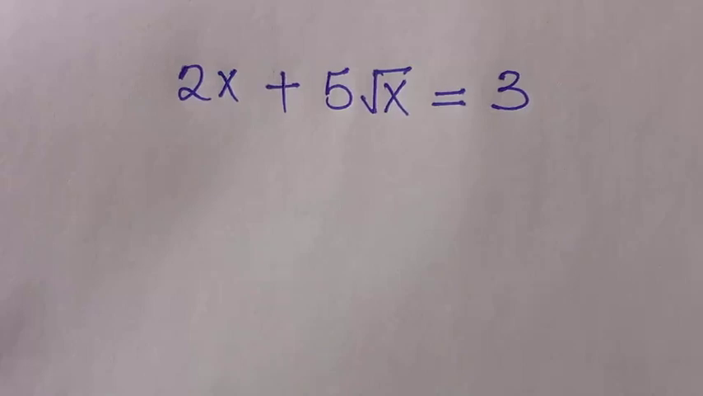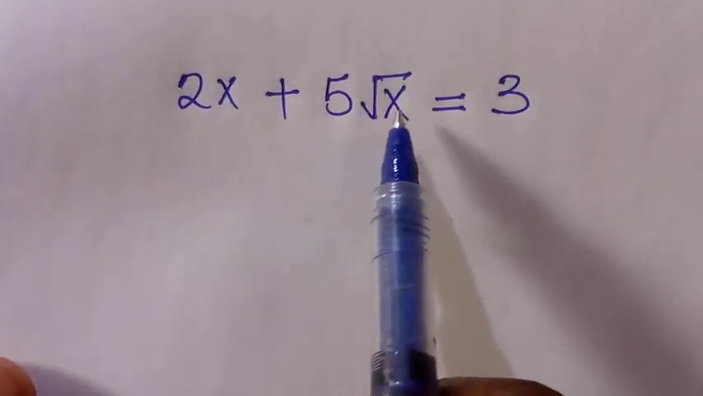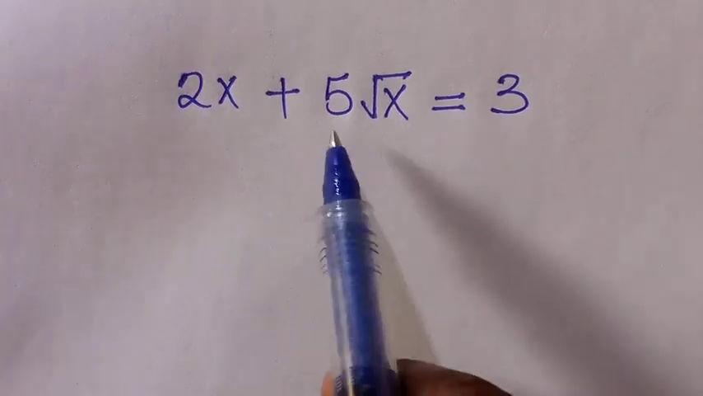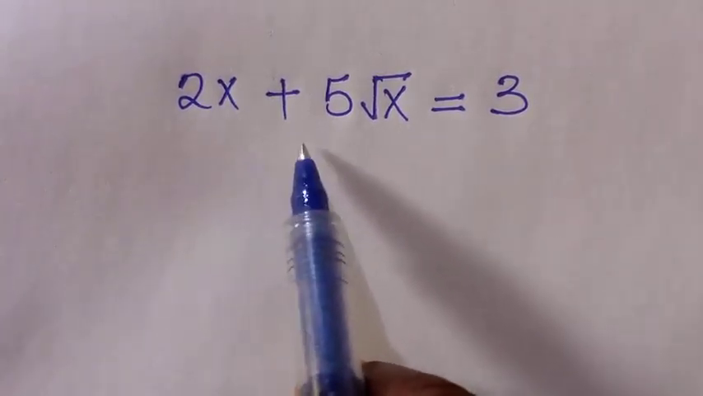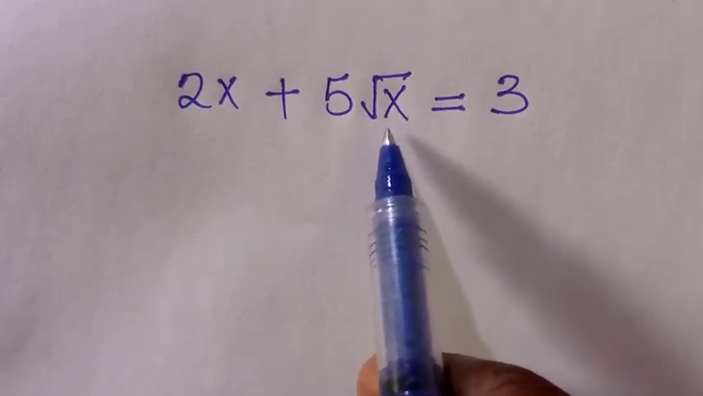How to solve this algebra problem, quadratic radicals. This problem says 2x plus 5 square root of x equals 3. So this is unlike the normal quadratic equation. Here is a radical problem, which involves root x.